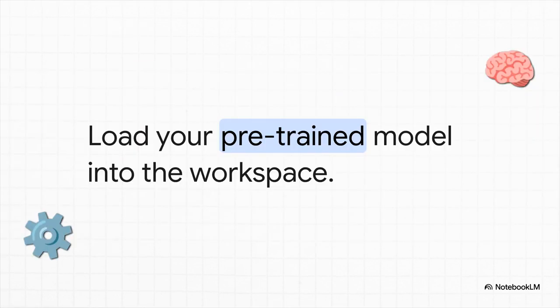So, step 1, it's super straightforward. You simply load your pre-trained machine learning model right into your Python environment. Now, this could be a scikit-learn random forest, an XGBoost model, or even a PyTorch neural network. You've already done the heavy lifting of training and validating your customer churn model, so now you just need it active in your workspace, ready to be analyzed.